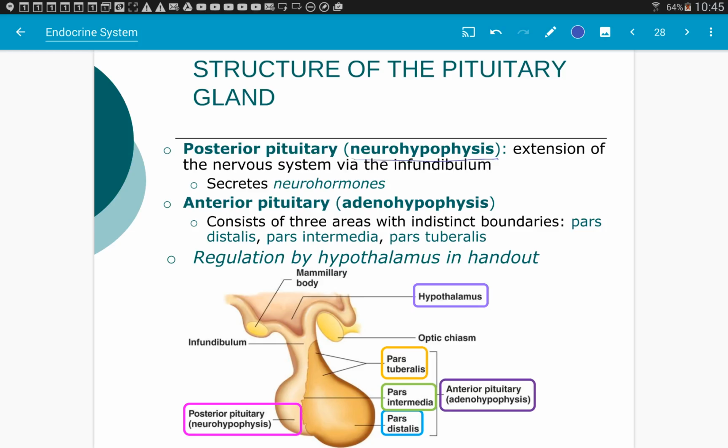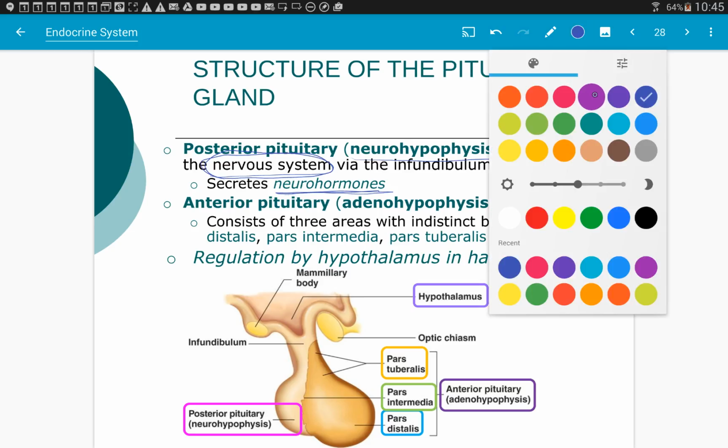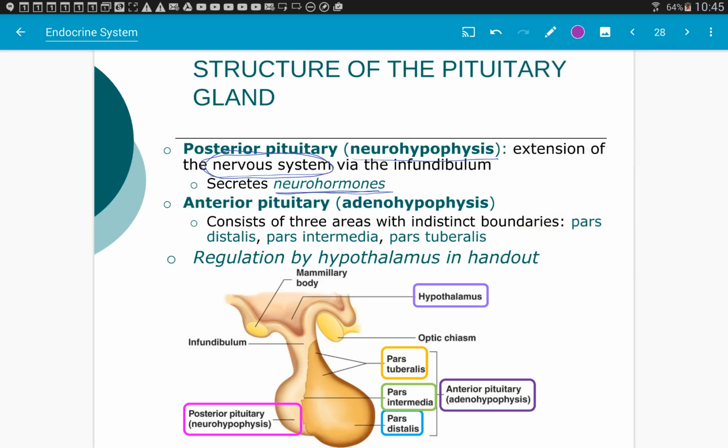It is innervated and controlled by the nervous system. And it does secrete hormones, specifically neurohormones. There are different types of hormones. Our anterior pituitary, the other term used for that is the adenohypophysis. The anterior pituitary is the one that receives those releasing hormones from the hypothalamus. It is not directly controlled by the nervous system. Big difference. It does have 3 different areas.